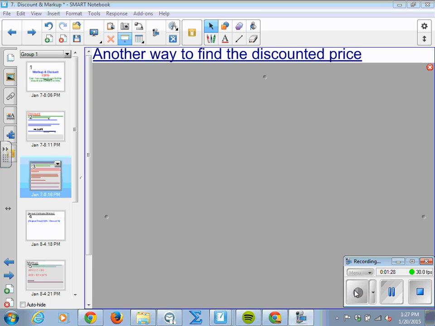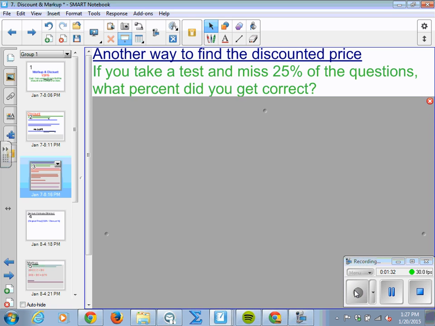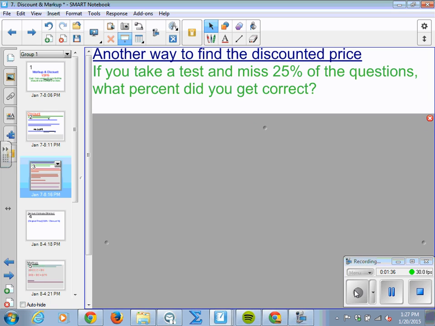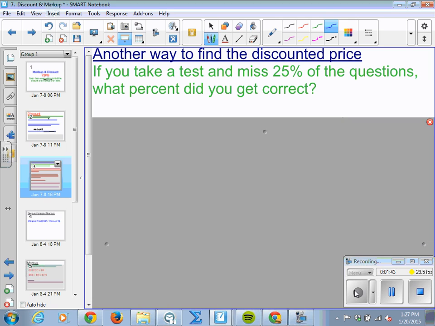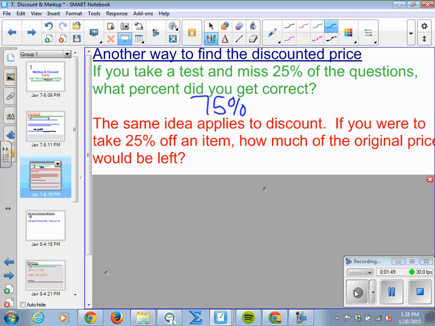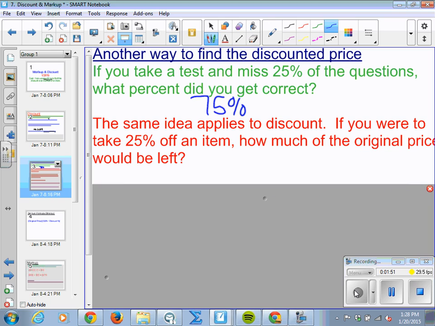So back when we learned discounts in the proportions unit, we found another way of finding the answer. If you take a test, think of it this way, and you miss 25% of the questions, what percent did you get correct? You guys should know that would be 75%, 25 taken away from 100. So the same applies for discount. If we take 25% off an item, how much of the original price would be left? And again, it would be 75%.